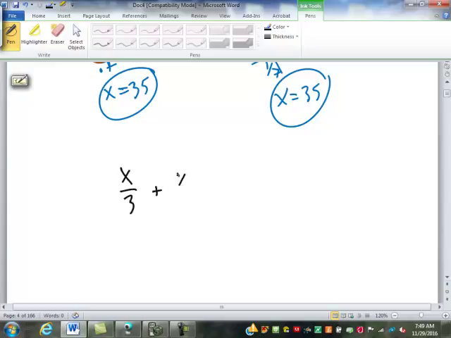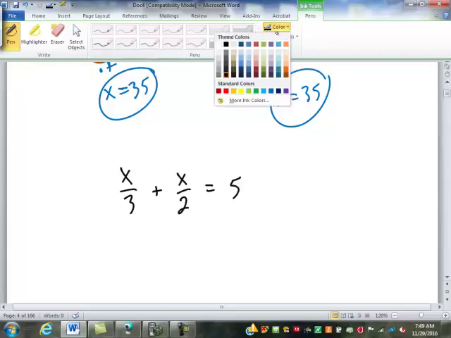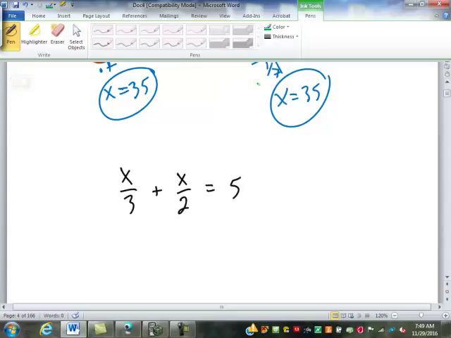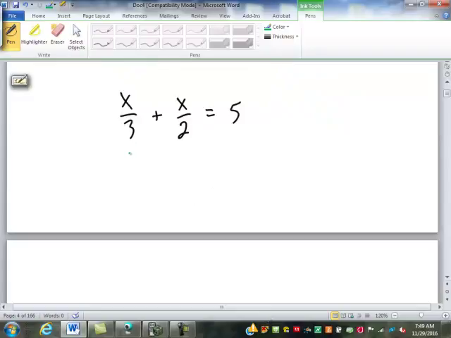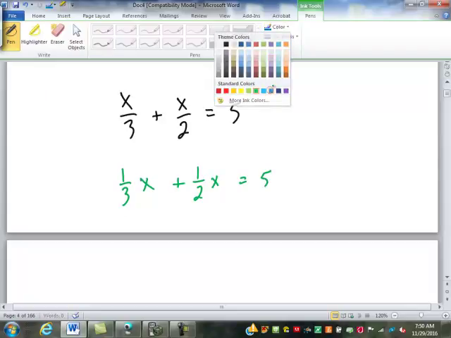is we can run into equations like this. Here, x has been divided by both 3 and by 2. Now, there are still a couple of different ways to approach this. But probably the most straightforward one is this. X over 3 is just 1/3 x. X over 2 is 1/2 x. And that equals 5. So all I did was convert them.